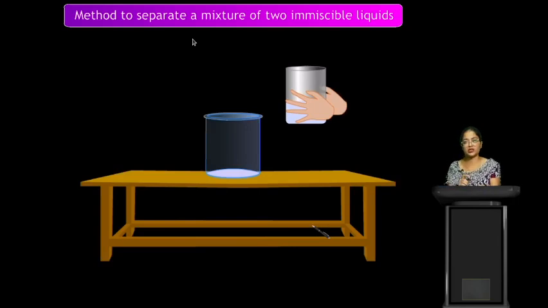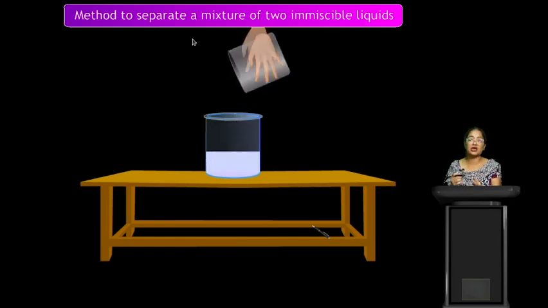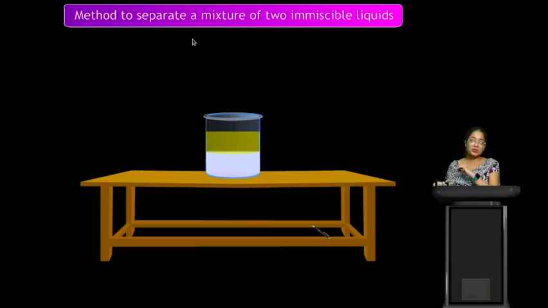There's a table, a larger beaker, and a smaller beaker with water, right? We pour water into the larger beaker first, and then we take oil and pour this oil into the larger beaker as well. What's happening here? Two separate layers are formed. We have the oil layer on the top and the water layer on the bottom.